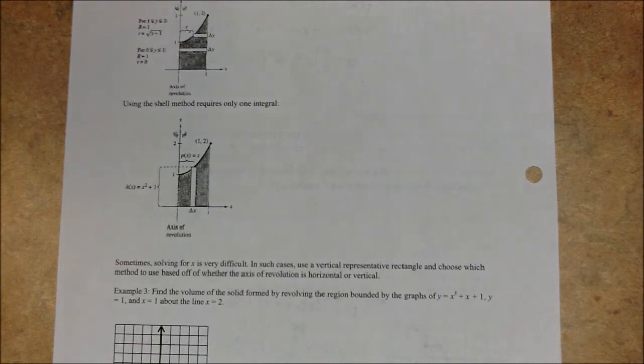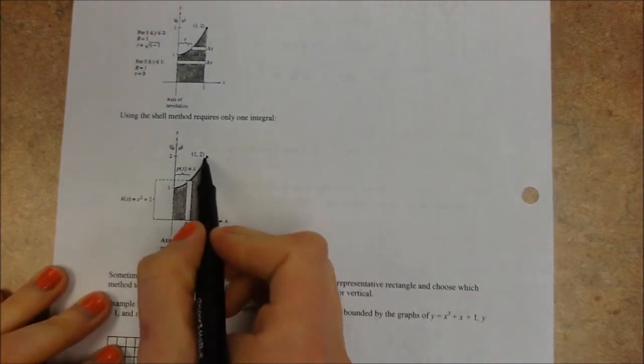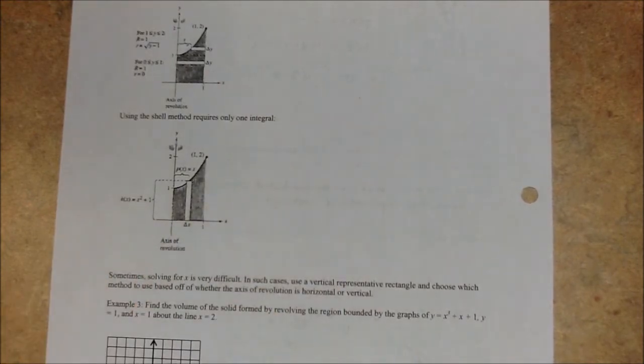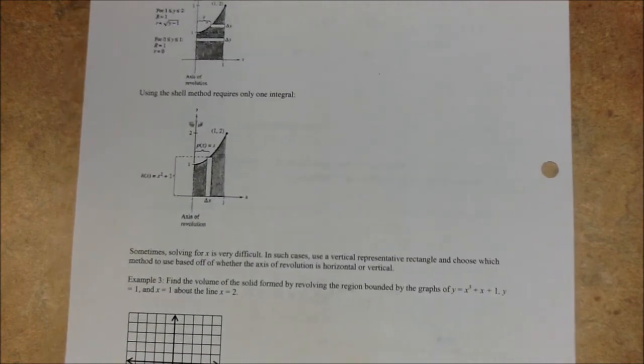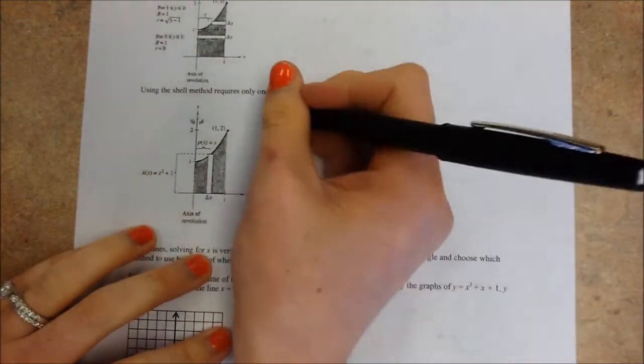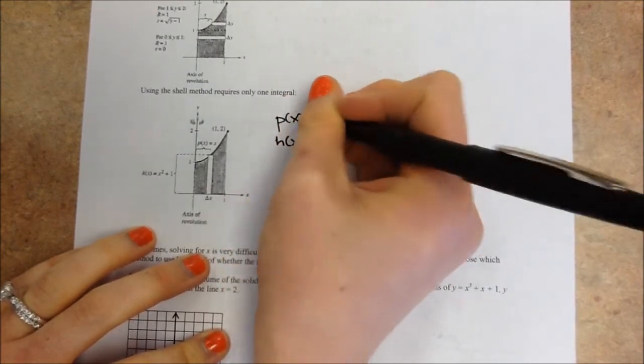The second perk is that, as you can see, the top of this rectangle is always on this function, and the bottom of this rectangle is always on this function, which means we only need one integral, which already makes this shell method like twice as good as the disk method would be. So once we plug everything in here, we're doing the shell method, we're in terms of x, so we need a p of x and we need an h of x.